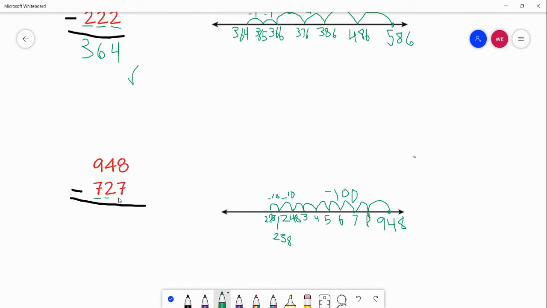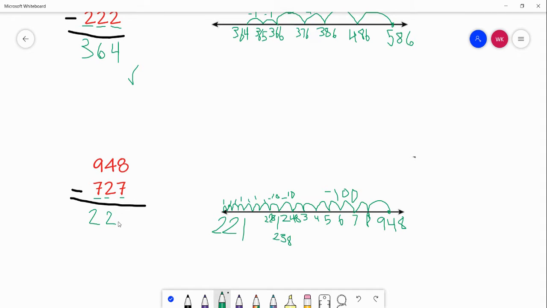Now we need to subtract our ones place. So we have 7 ones. So I'm just going to count down 7 ones. So we're at 228. So now we're at 227, 226, 225, 224, 223, 222, 221. So that is 1, 2, 3, 4, 5, 6, 7 jumps, and we landed on 221.